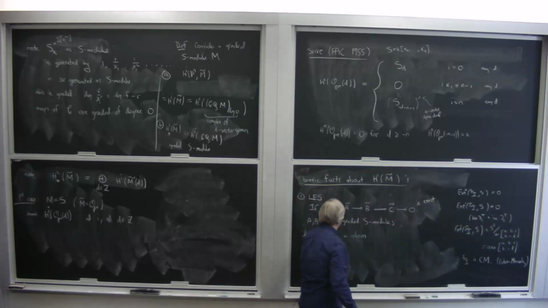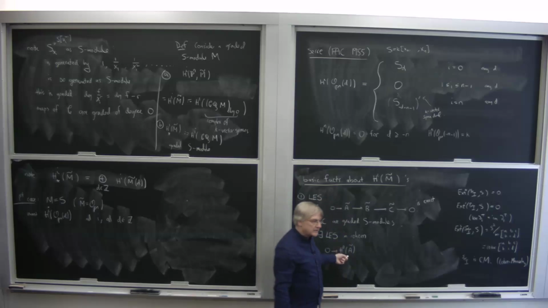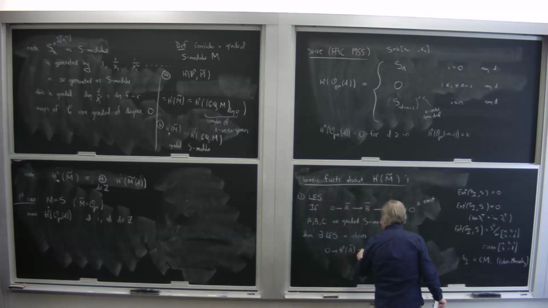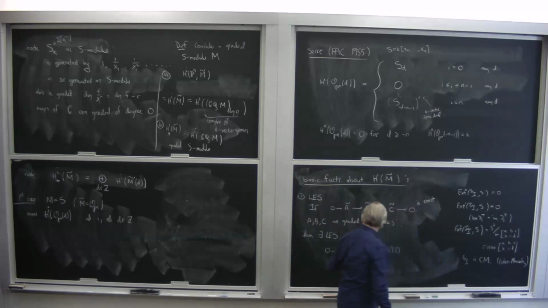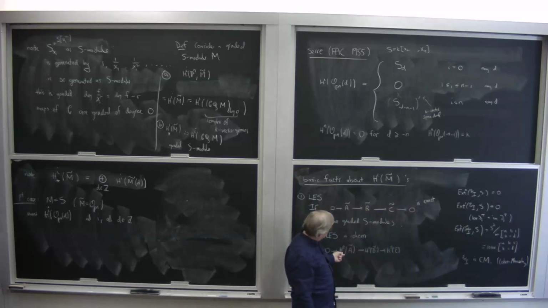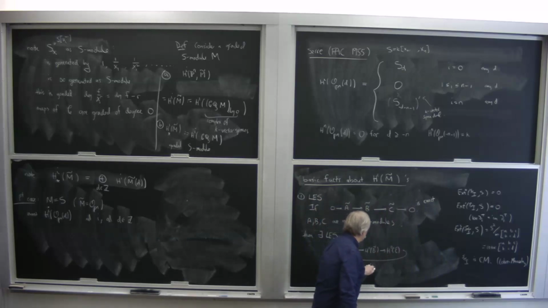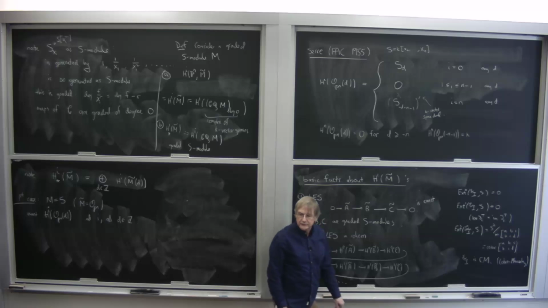And how does it look? Well, it looks like 0 goes to H0 of A tilde. Actually, you can either put the star there or not. It really doesn't matter. This goes to H0 of B tilde to H0 of C tilde. And it turns out that this H0 thing has this left exactness going on. And now this goes to H1 of A tilde, H1 of B tilde, H1 of C tilde, and that goes to the next one, and it keeps going.